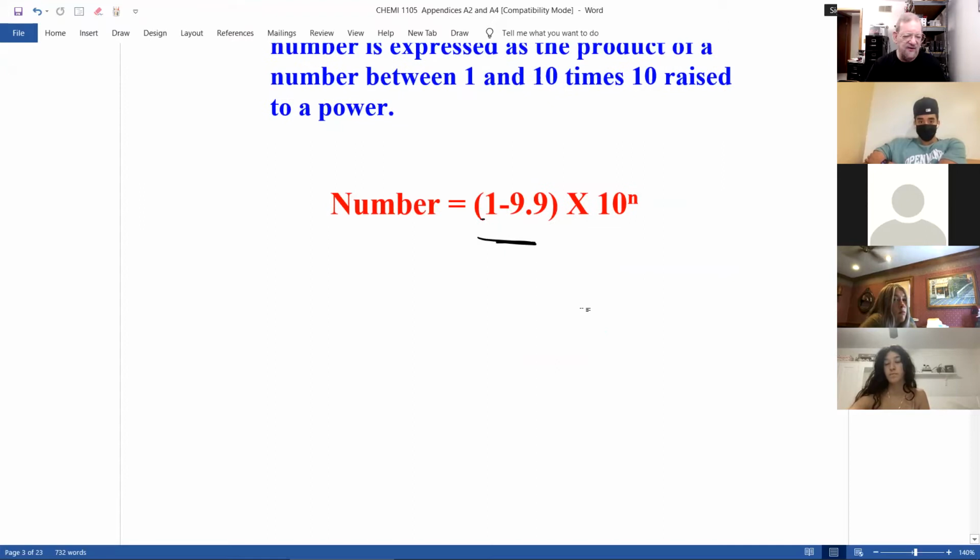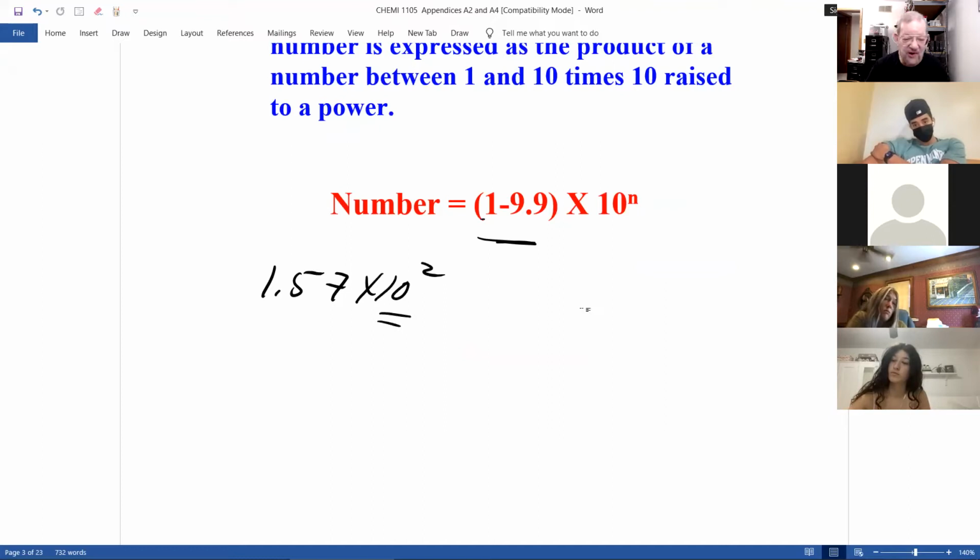Now, scientific notation, example: 1.57 times 10 squared. Now let's just talk about 10 squared. Yes, we're going to do some math this semester.